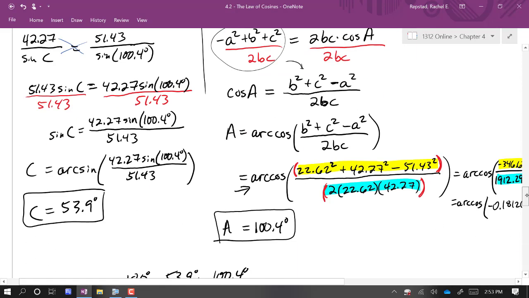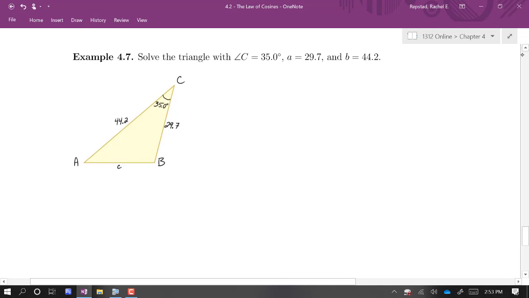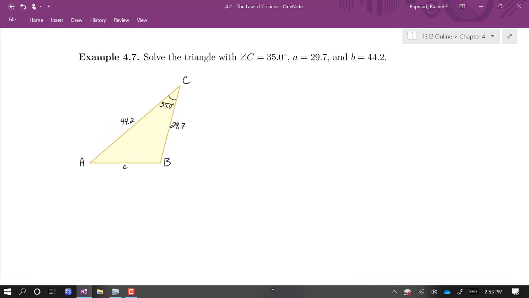Oh, let's do one more. We're going to solve this triangle. They tell us angle C, and they give us sides A and B. So we know two sides and the included angle. That's case 3. And in this scenario, note that a lot of the time we're going to be working through problems, so maybe we don't know if it's a law of cosines or a law of sines problem.